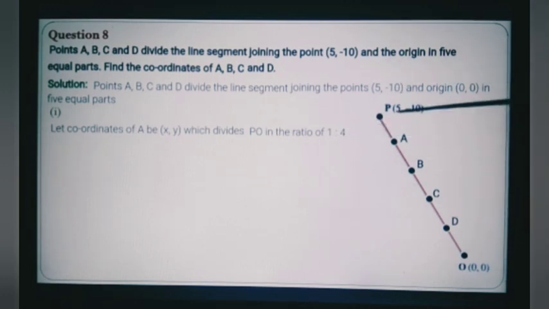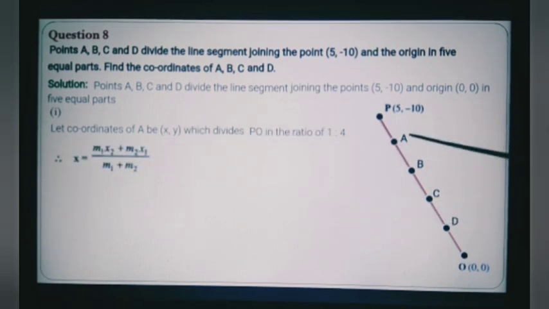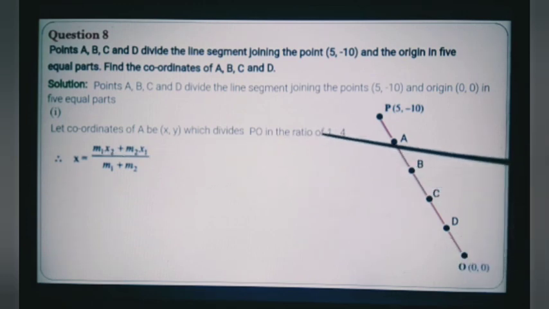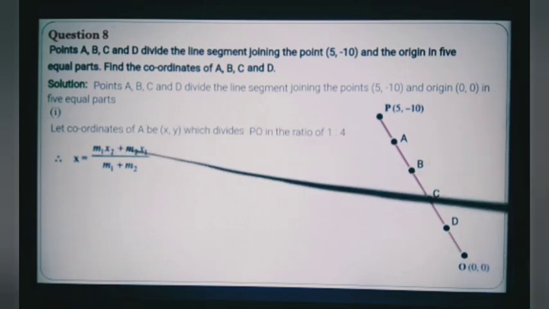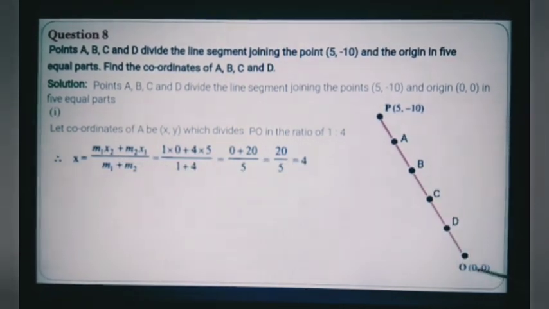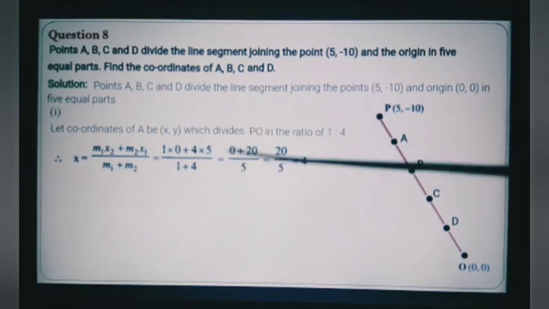Okay, so 5 is x1, minus 10 is y1, x2 is 0, y2 is also 0. So the coordinate of x is given by this formula. And what is m1? m1 is 1, m2 is 4. Okay, so let's put the values. So m1 is 1, m2 is 4, x2 is 0, x1 is 5, right? So when you simplify this, you will get this to be 4.